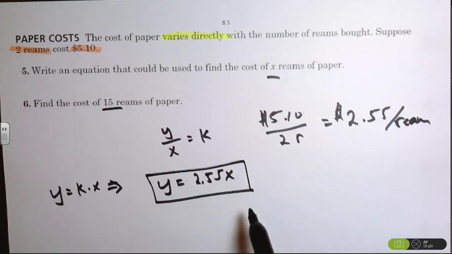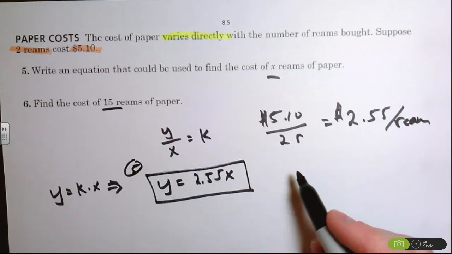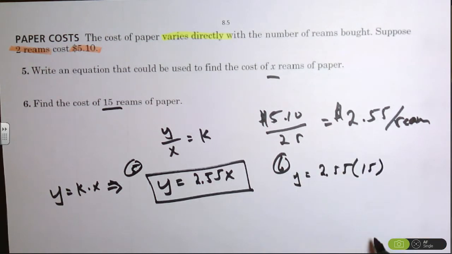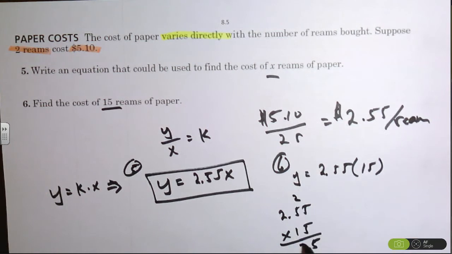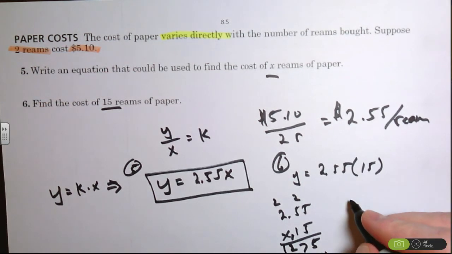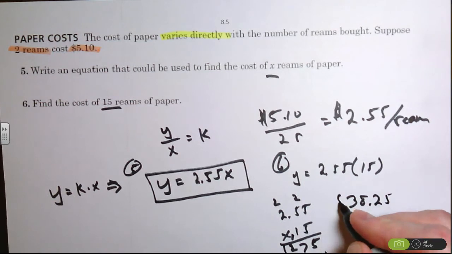Here's the equation that relates it for number 5. Number 6 then is y equals 2.55 times 15. So I'll have to do 2.55 times 15. 5 times 5 is 25. Carry the 2. 5 times 5 is 25, plus 2 is 27. Carry the 2. 12. Bring down the 0. Then 5 times 5 is 25, so 5 plus 0 is 5. 7 plus 5 is 12. 2 plus 5 is 7, plus 1 is 8. And then 3, and then I have 2 decimal places. So it'll cost us $38.25.